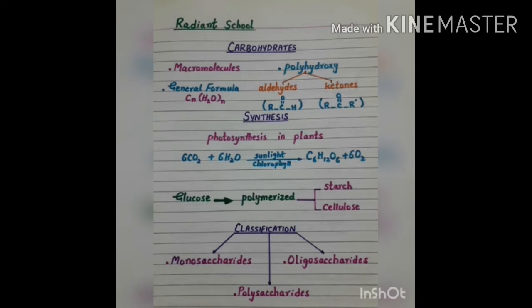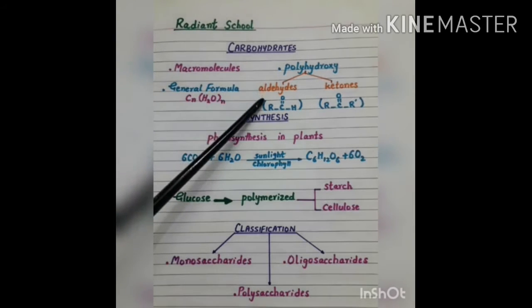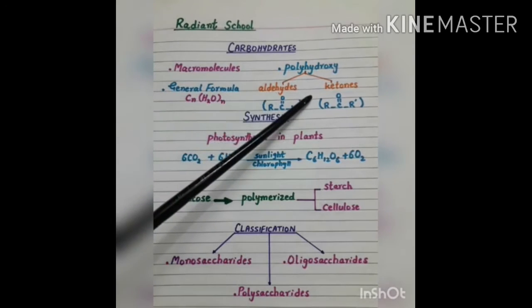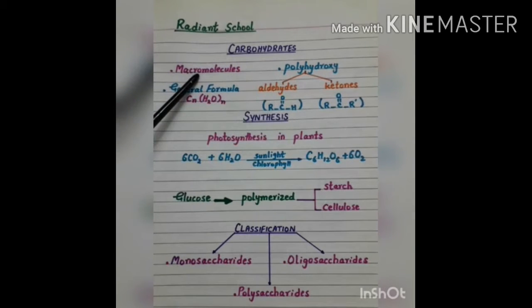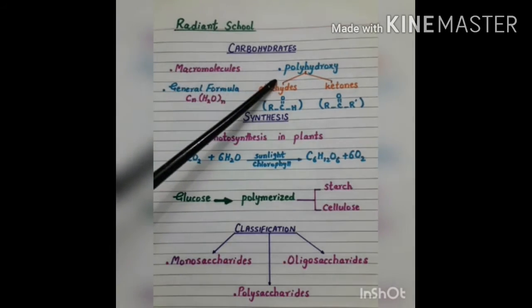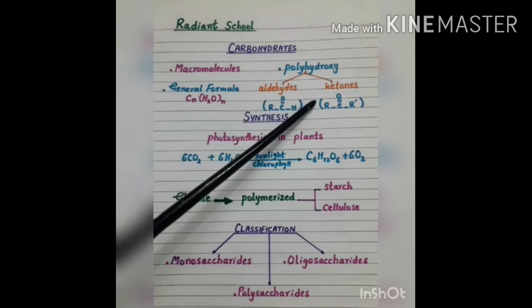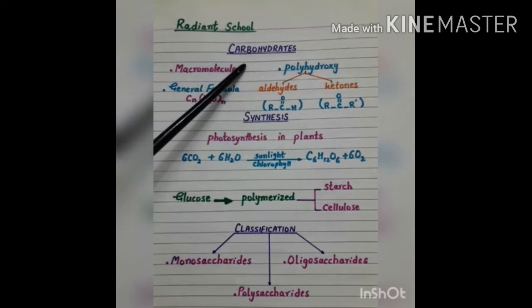Let's see what are carbohydrates. Carbohydrates are macromolecules defined as polyhydroxyaldehydes or ketones. Macromolecules are large molecules which are linked with each other through covalent bonds. And polyhydroxy means when a molecule contains two or more hydroxyl groups, OH groups. Polyhydroxyaldehydes or ketones are known as carbohydrates.